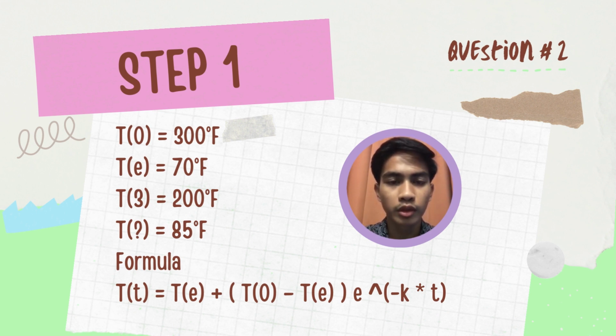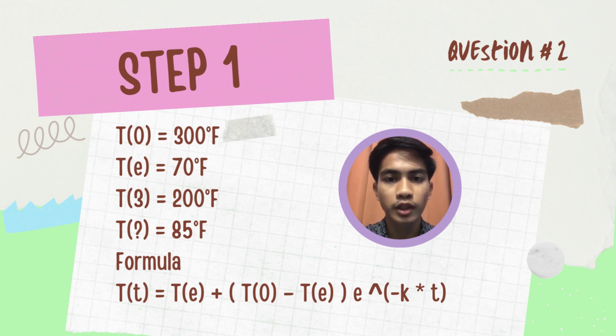We need to determine all the information given from the statement, where T0, the initial temperature, is 300 Fahrenheit, TE, the surrounding temperature, is 70 Fahrenheit, and the temperature of the cake after 3 minutes is 200 Fahrenheit.